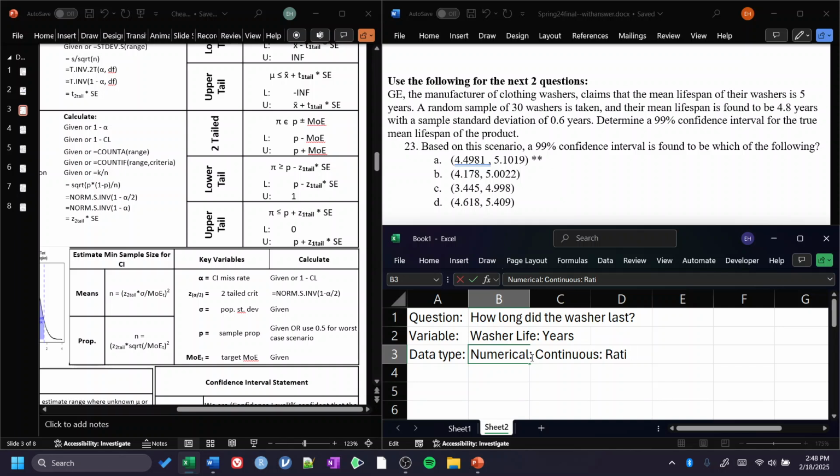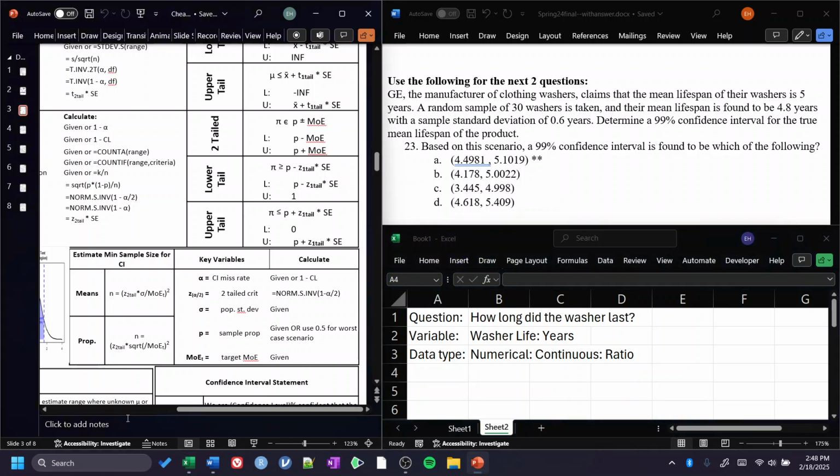And it is a piece of ratio data, which means that it has a true 0 point. If it had said that it lasted for 0 years, I guess it's broken from the start, and it can't go any less than having a life of 0 years. Okay, so we know that we're dealing with numerical.